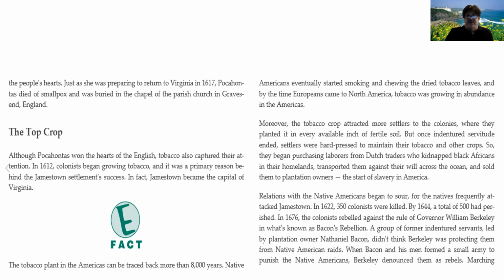Okay, so again, I've gone over abundance. Fertile soil is good soil that's good for growing things. And here we go back to indentured servitude in the beginning of our chapter, which again is another word for you will give me my freedom after I have served a certain amount of time, 7 years, for you in a slave-like manner. It says settlers are hard-pressed to maintain. So hard-pressed means it was difficult to maintain their tobacco and other crops. So they began purchasing or buying workers from Dutch traders who had Black slaves on their ships. Okay.